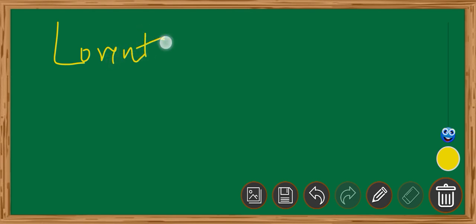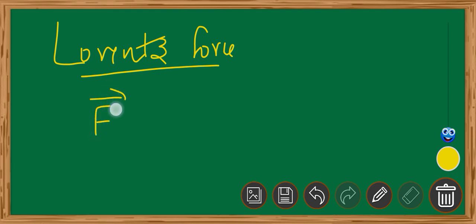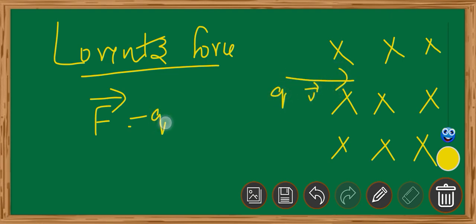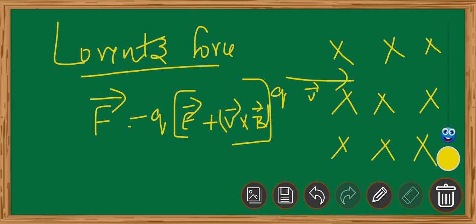So what is this Lorentz force? We know that the force acting on a charge which is entering a region containing an electric field as well as a magnetic field with a velocity v is equal to q into E plus V cross B. Okay, this is Lorentz force. Suppose there is only magnetic field and there is no electric field, that is E is absent. Then the magnetic force acting on that charge is equal to Q into V cross B.